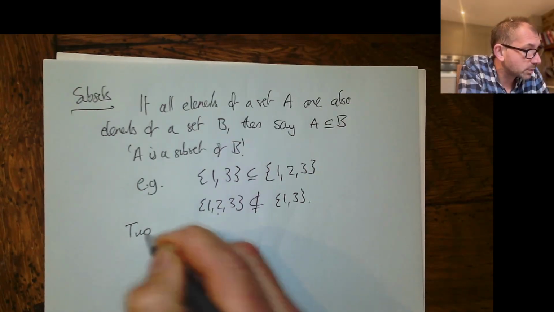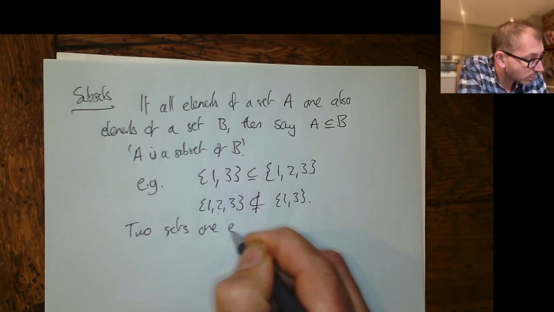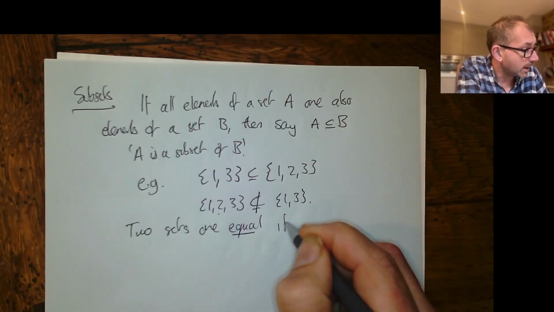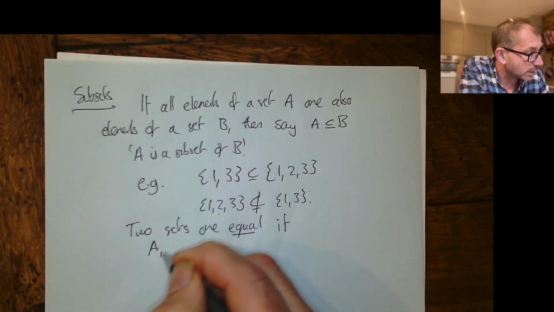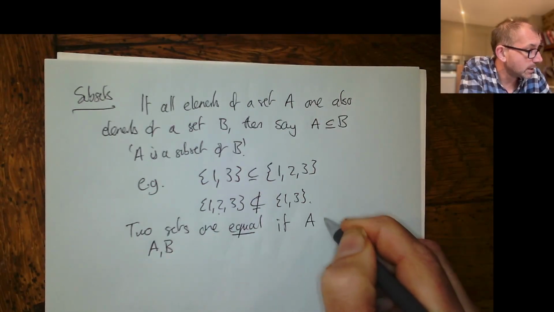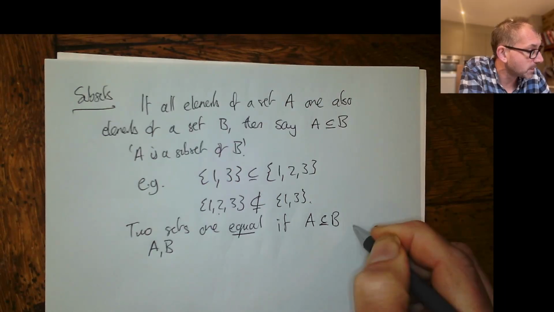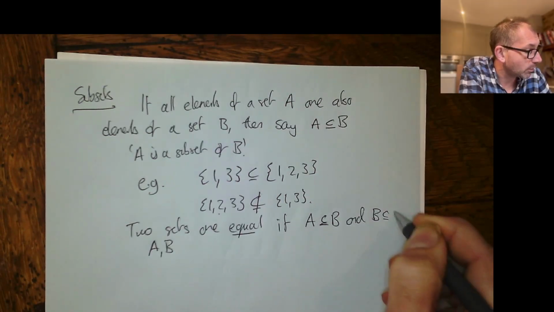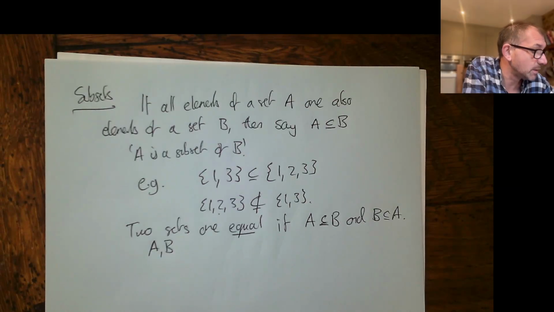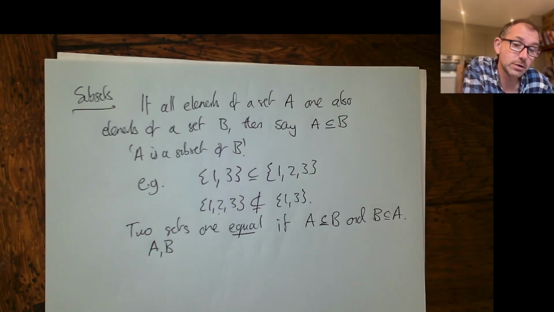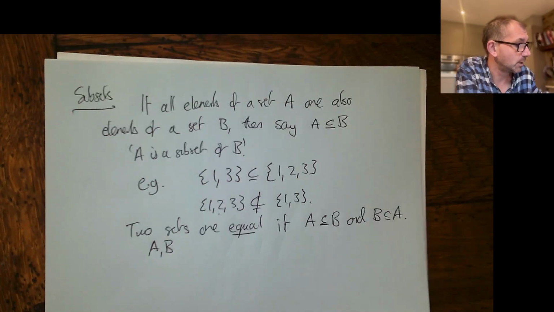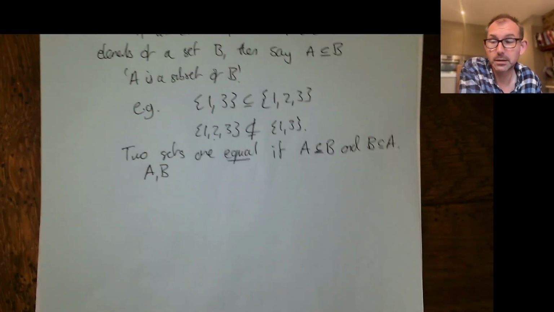Note that two sets are equal, so let's call these two sets A and B, are equal if A is a subset of B and B is a subset of A. So if you want to check that two sets are equal, perhaps you have them written in two different forms, then you have to check that all of the elements in A, so take a random one, show it's in B, and do it the other way around. And then you will know that they are equal.